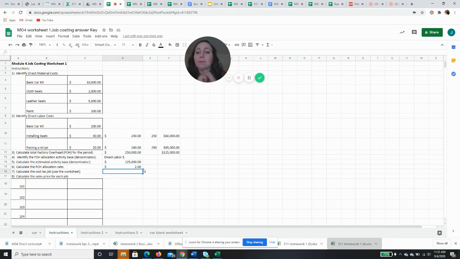So if I have a job where I spend $240 of direct labor, I will apply $480 of factory overhead. If I spend $10 of direct labor, I'll apply $20 of factory overhead. Okay, so $2 of factory overhead for every $1 that I spend on direct labor. All right, so that's going to wrap up allocating our factory overhead. And in the next video, we're going to start calculating the costs of our different jobs. All right, see you there.